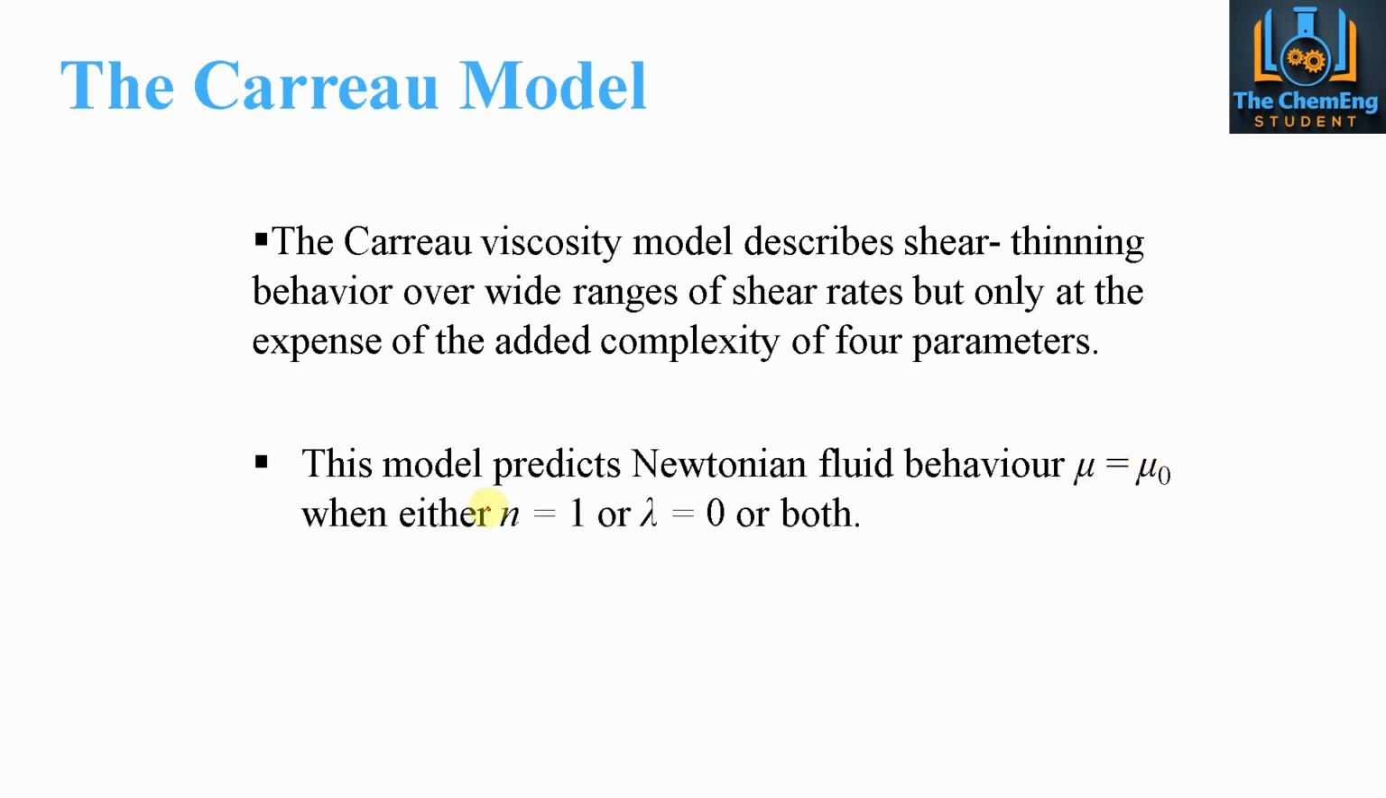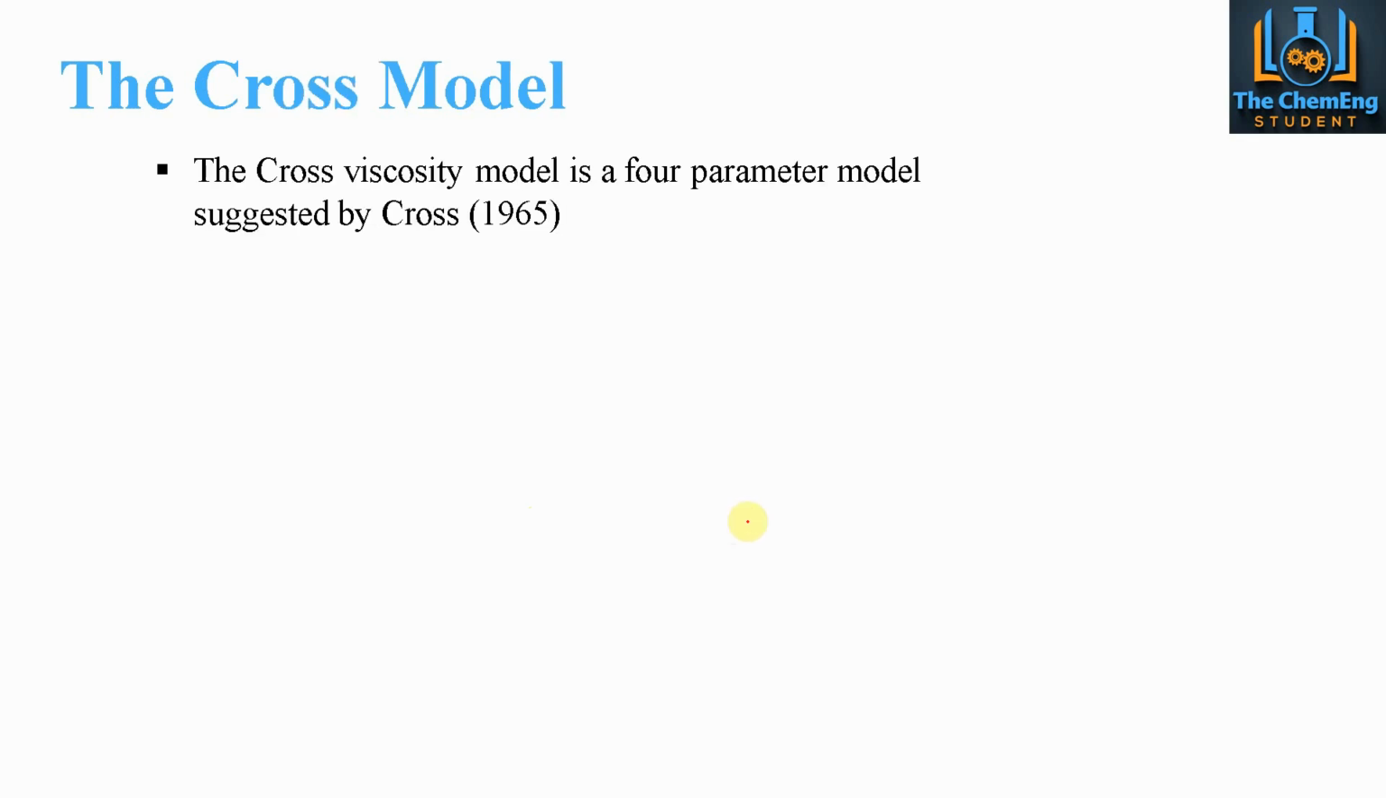Now, either n would equal 1 or lambda would equal 0, or both. So that means that if we were to have Newtonian behaviour, we would have either an n value of 1 or a lambda value of 0. But there is nothing to say that we couldn't have both.